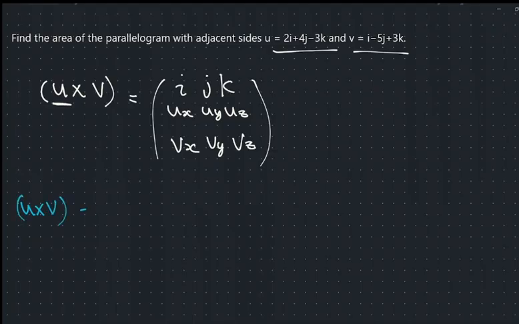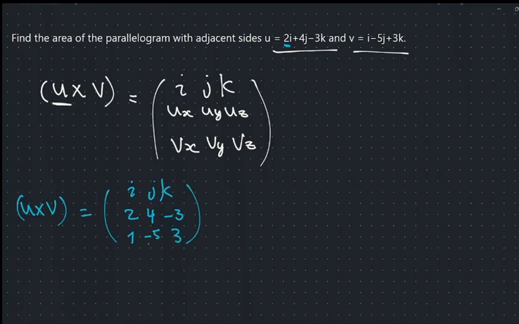So u cross v is going to be, we always have i, j, and k in the top row, and then we will start with ux. What is ux? ux is the value, the constant next to the unit vector i. So it's going to be 2. And then uy is going to be 4, and then uz is going to be negative 3. And then for v, we will go with 1, negative 5, and then 3.